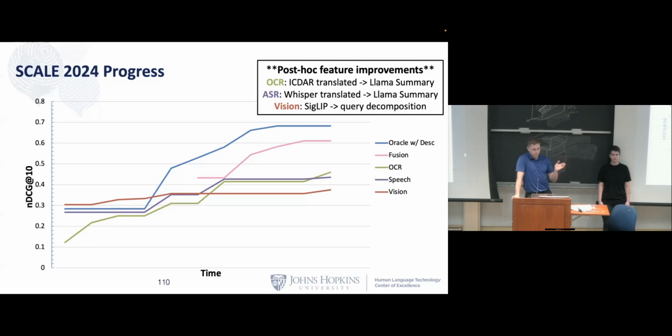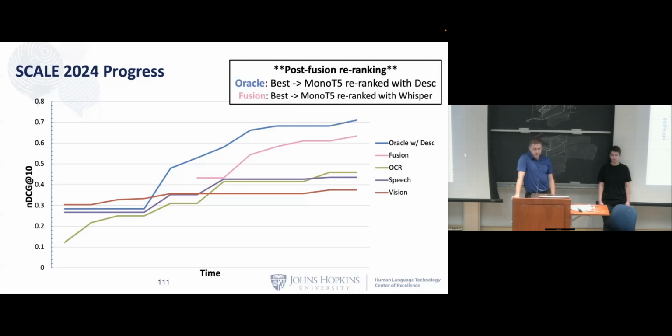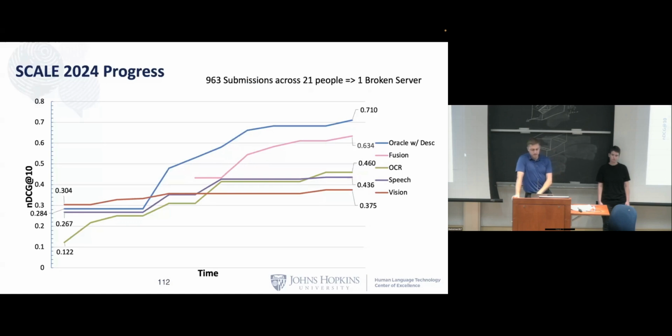And then the final feature improvements that we did, we incorporated the Llama summarizations for OCR and ASR, and that saw a bit of improvement. And then we also did the query decomposition on the vision side. And then, as Kate mentioned, although it's expensive, at query time you can take the top 1,000, say, results and then do a much more in-depth re-ranking using a larger, slower model like MonoT5, and you can kind of eke out a little bit better performance from there.